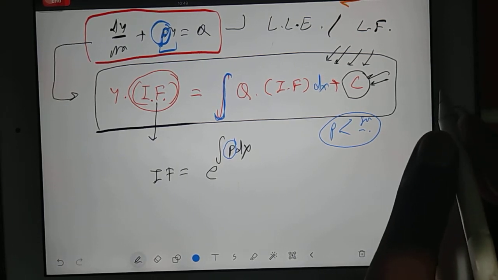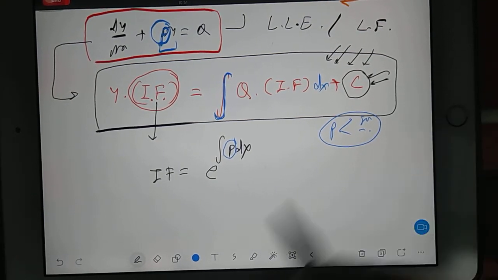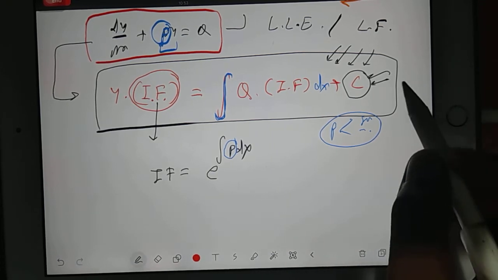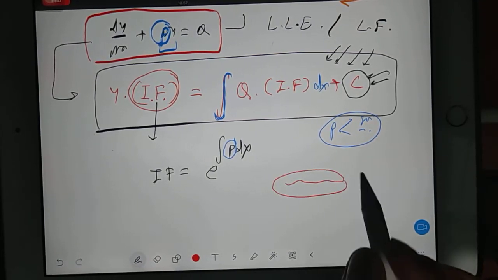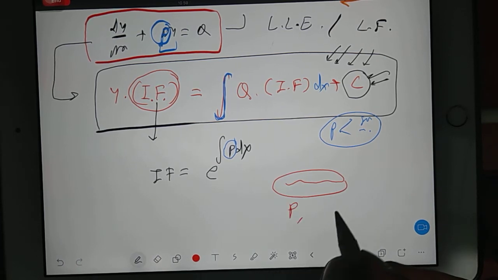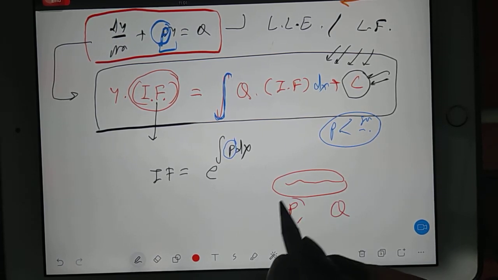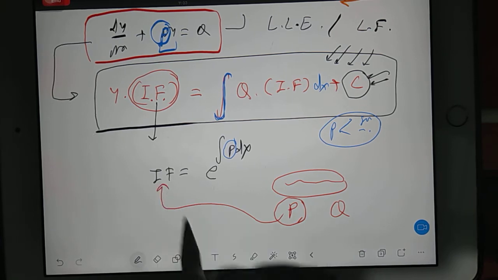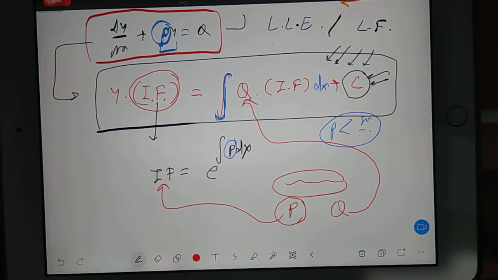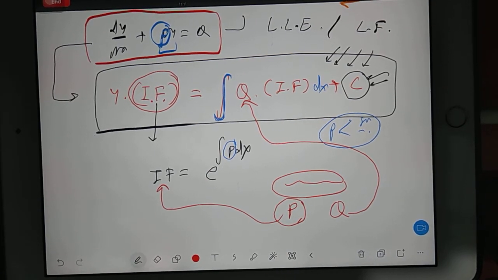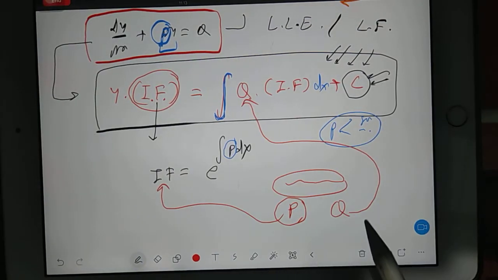Now we will take one question. Whenever the question is given in Leibniz form, quickly try to rearrange the terms so that you can find out your p-value and q-value, because p-value will help you to find the integrating factor and q-value you have to use again here. Okay? One question we will test. I'll change the page.